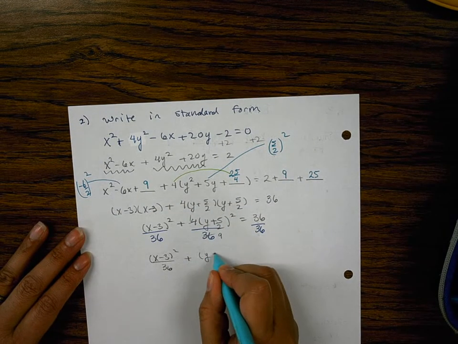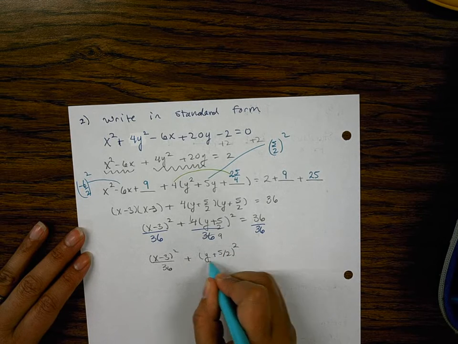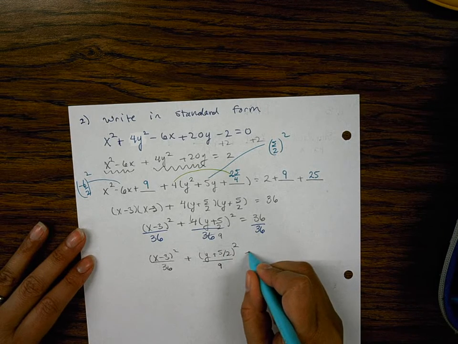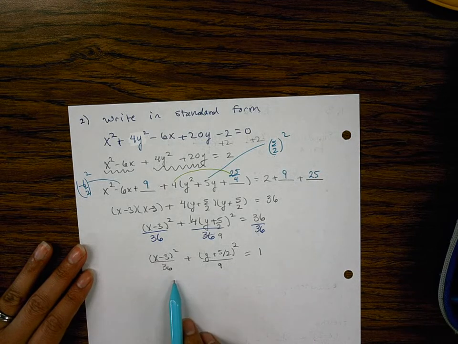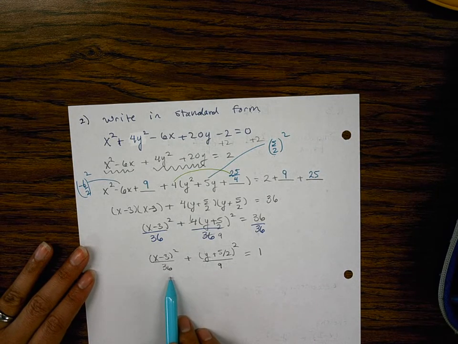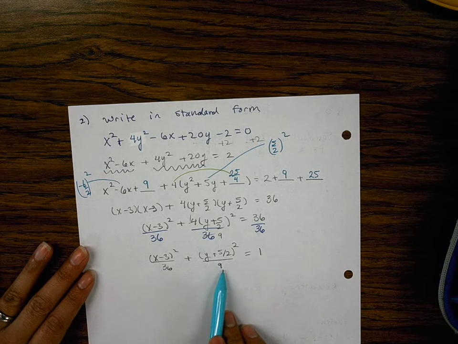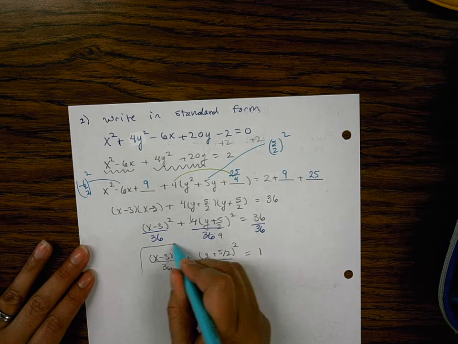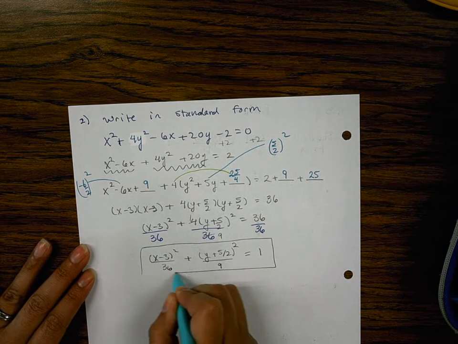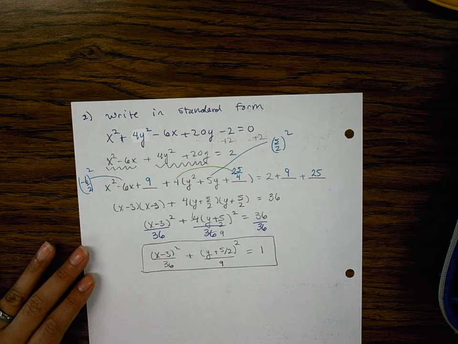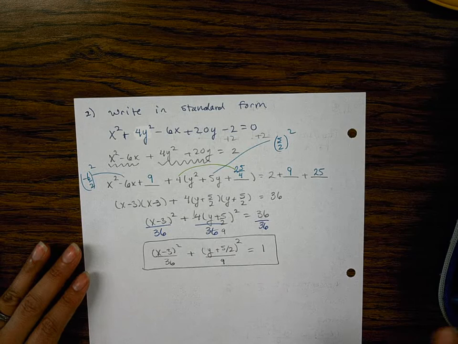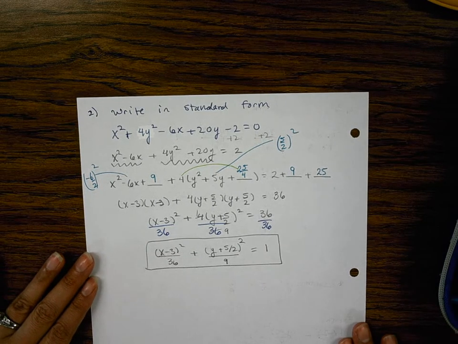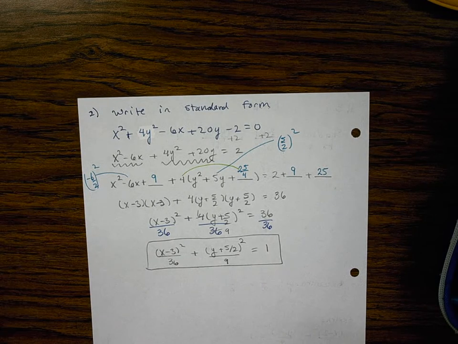Which gives us x minus 3 quantity squared over 36 plus 4 and 36 reduce. 4 is 1, 36 is 9, leaving y plus 5 halves squared over 9 equals 1. So x minus 3 squared over 36 plus the quantity of y plus 5 halves squared over 9 equals 1.